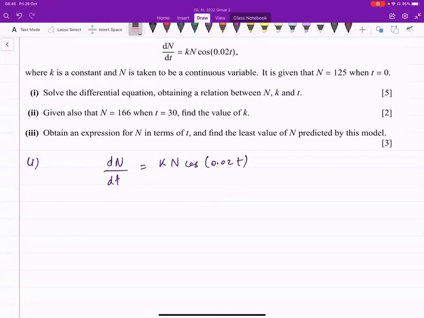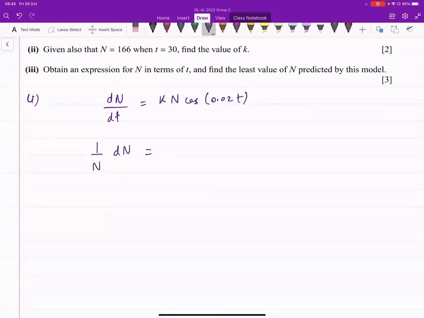What we do is we directly apply the integration process. How will it come? Separate the n terms, separate the t terms. Yes, so we've got n here. We can take n to the left side. That becomes 1 over n dn. Everything else does not contain n, so we can keep that there. It's k cos of 0.02t dt. Okay? We separated the variables. On the right side there is only t, on the left side there is only n. Now we integrate. Integrate both sides.